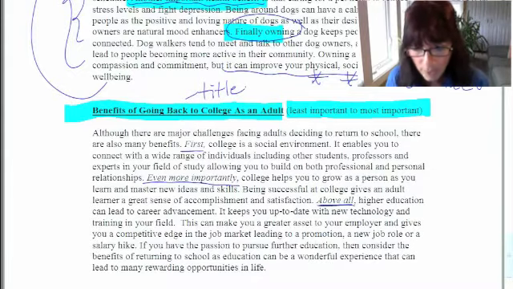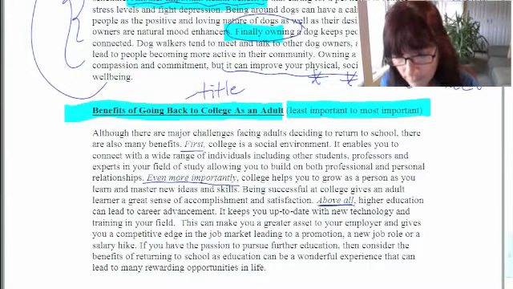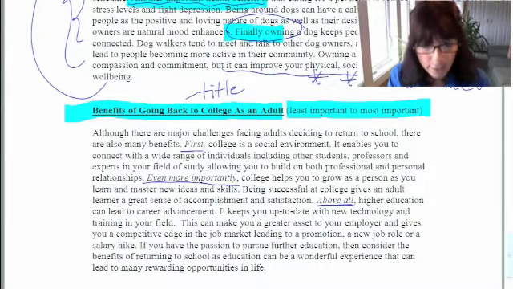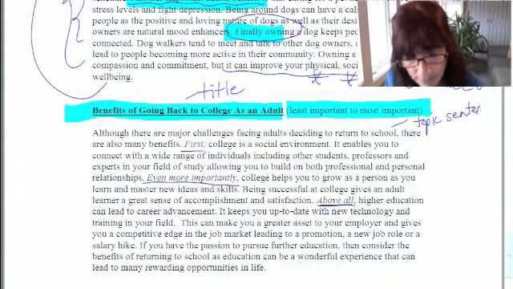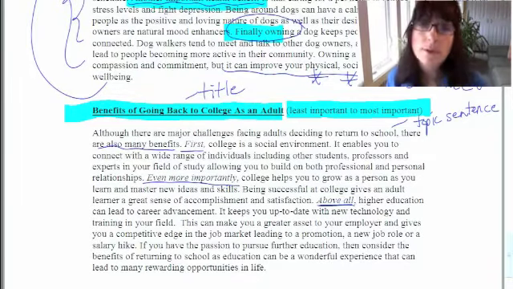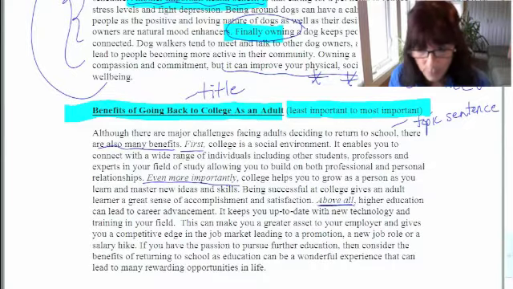Let's review this paragraph. Here's your title, The Benefits of Going Back to College as an Adult. Again, I've gone from least important to most important. I thought that this method would lend itself better to this particular topic. Notice my opening sentence, the topic sentence. This is what I'm proving, that yes, there are major challenges facing adults who decide to return to school, but there are also many benefits. So that's what I'd be focusing on, what the benefits are of returning to school.